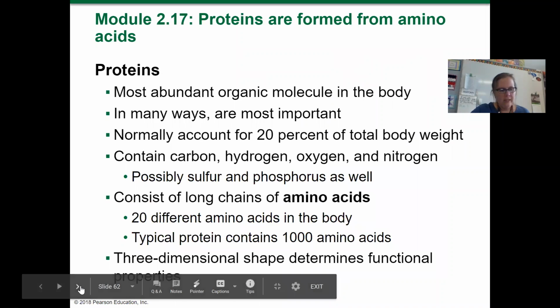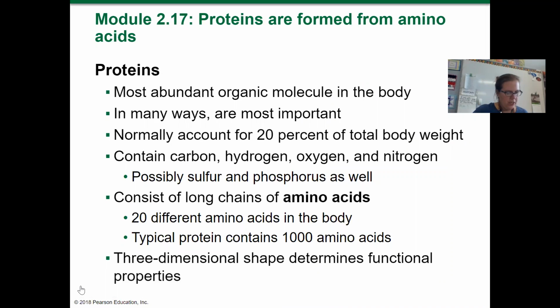Okay, next are proteins. Proteins start on page 82. They are the most abundant organic molecules. They are about 20% of your total body weight, containing carbon, hydrogen, oxygen, and nitrogen. Most of them have sulfur and phosphorus as well. If you remember transcription and translation, they transcribed from the DNA and translated into amino acids. And so these proteins are these long chains of amino acids that have multiple layers that we'll get to in a second here.